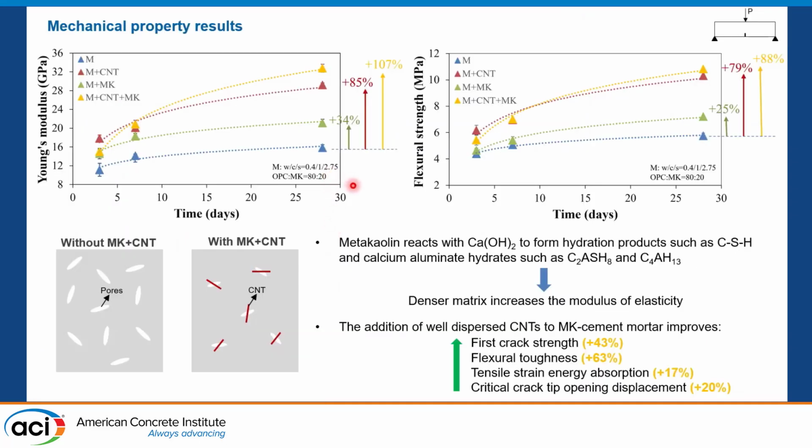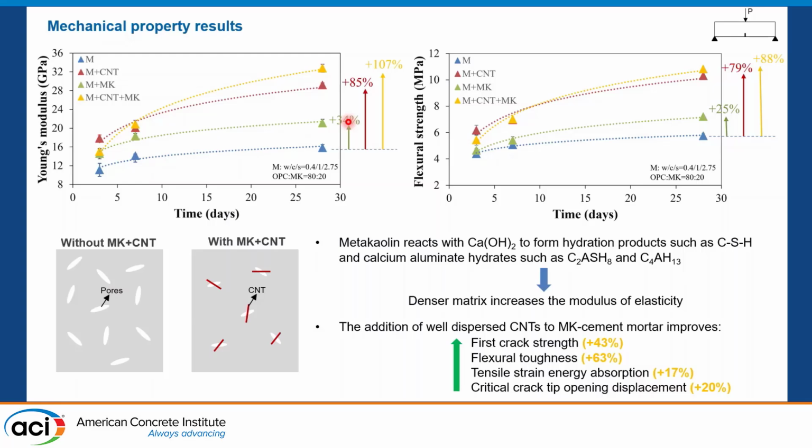Here I'm showing you the mechanical test results obtained at 3, 7, and 28 days. The curve on the left shows Young's modulus with time. And if we look at the 28 days value, the addition of metakaolin alone leads to a very high increase in modulus of elasticity, and it's mainly because it is a pozzolan. It reacts with the calcium hydroxide present in the cement to form C-S-H and calcium aluminate hydrates. So the formation of more hydration products leads to a denser microstructure, which increases the modulus of elasticity.